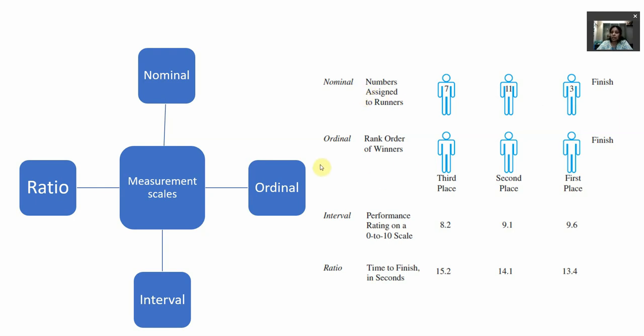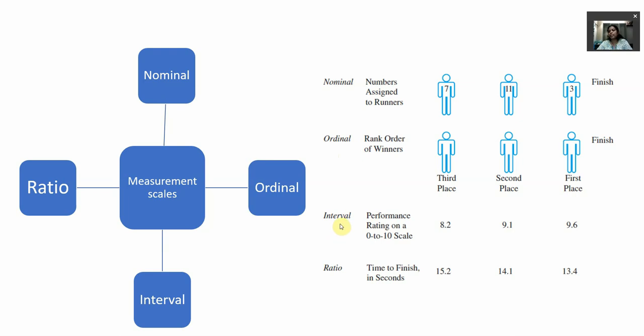The next scale is the ordinal scale, where we give a kind of order to the objects. So here, the rank order of winners. After running the race, there are prizes given to the first place, second place and the third place. So the athletes who have come first, second and third. This kind of order which is given to the objects under study is called an ordinal scale.